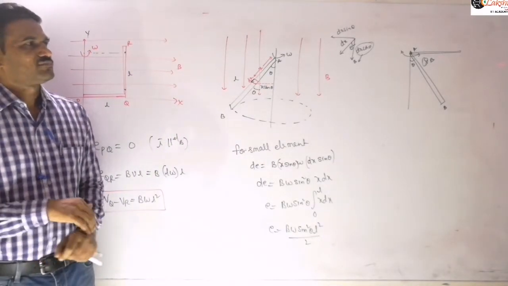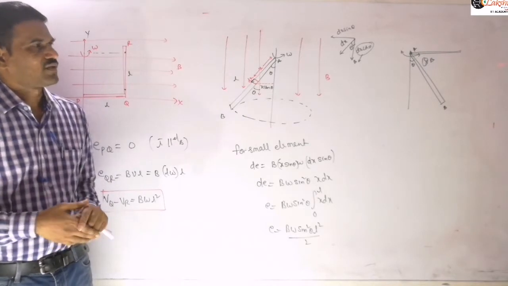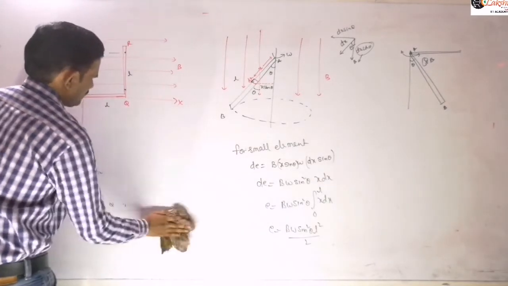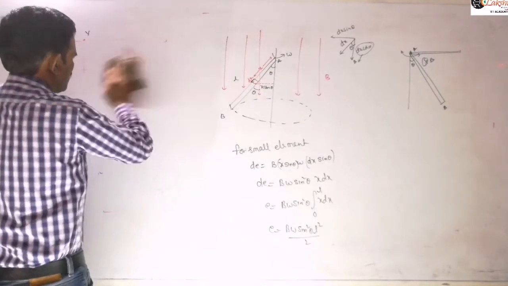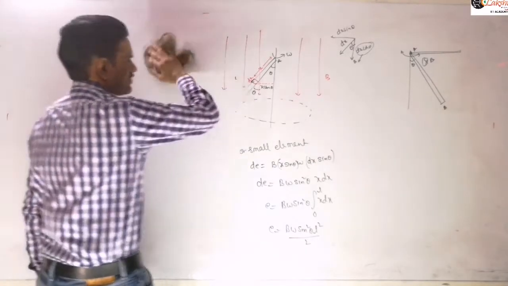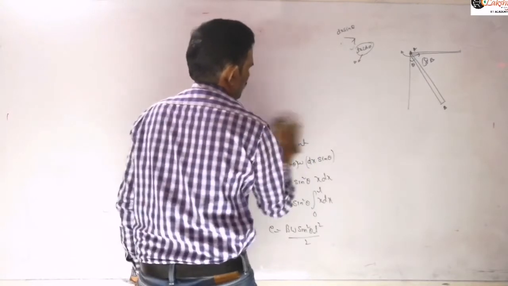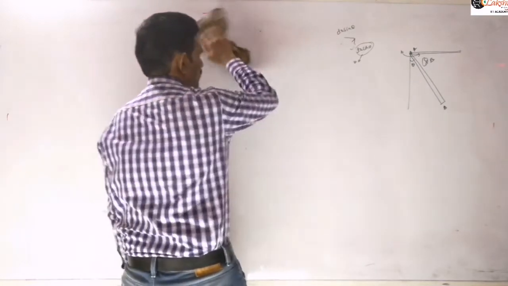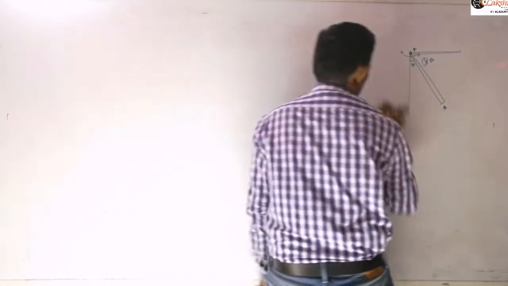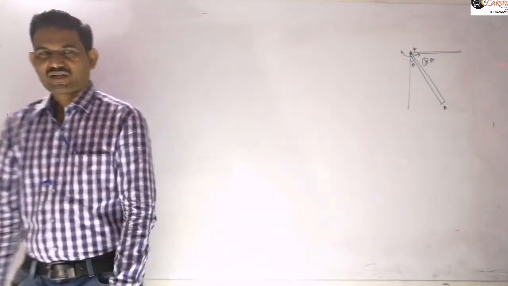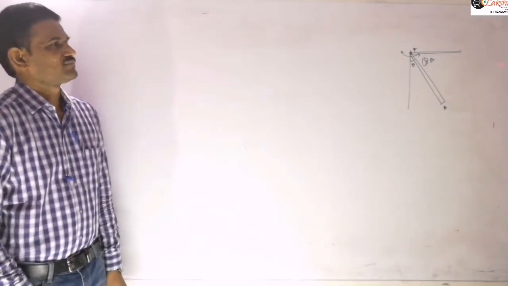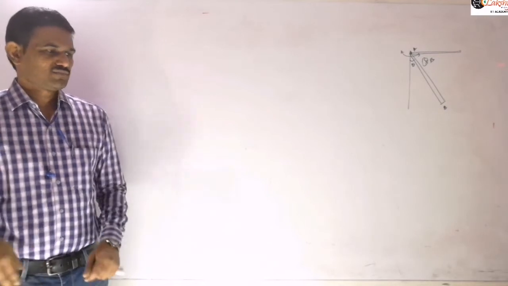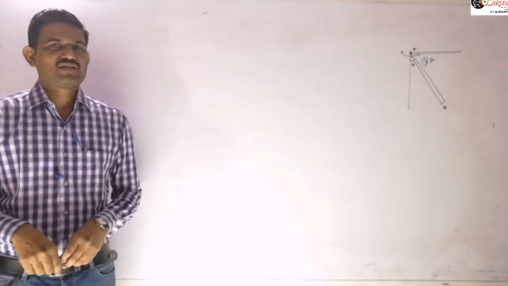A rod AB is free to oscillate in a vertical plane about an axis passing through its one end. A uniform magnetic field B is applied in horizontal direction. The rod is released from the horizontal position.